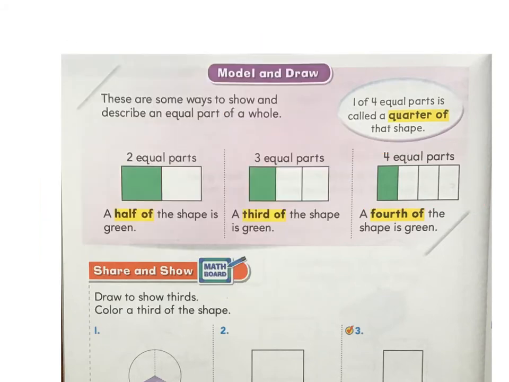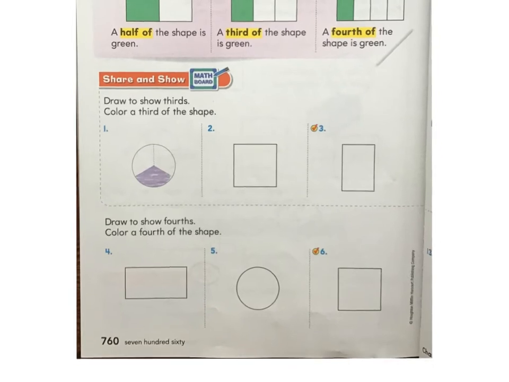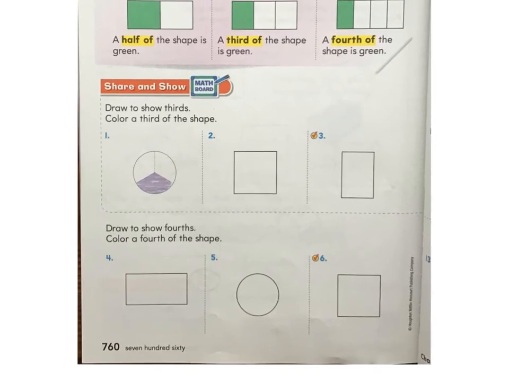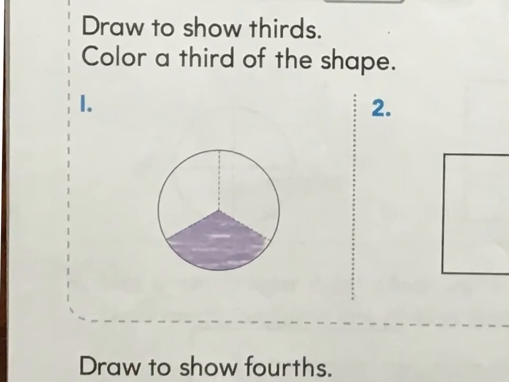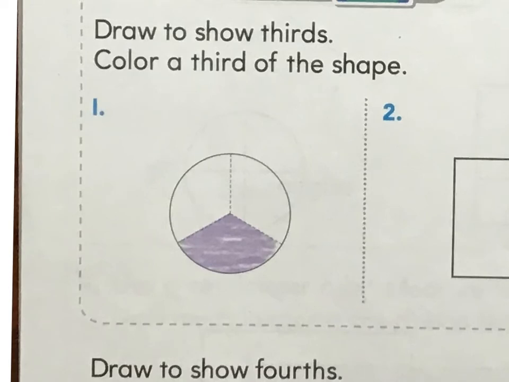All right, let's move down now to share and show. Here we have 6 problems. They want us to draw and show thirds and then color in a third of the shape, just like they did for us here in number 1. So we can go ahead and trace what they did for us. So they divided this circle into thirds. They drew an upside down Y. And then they went ahead and colored in one of the 3 pieces, or a third of the shape.